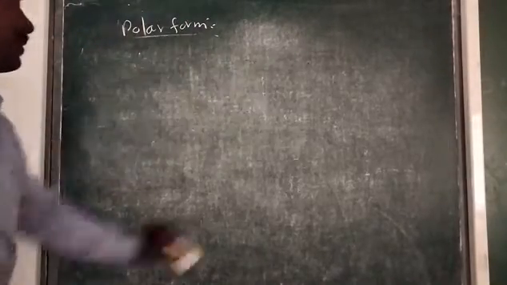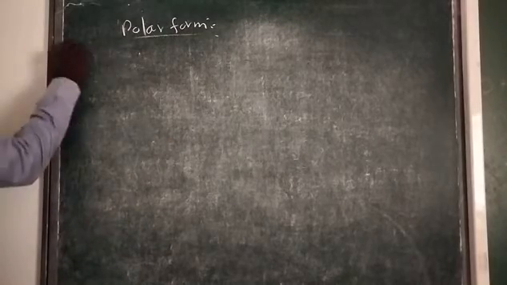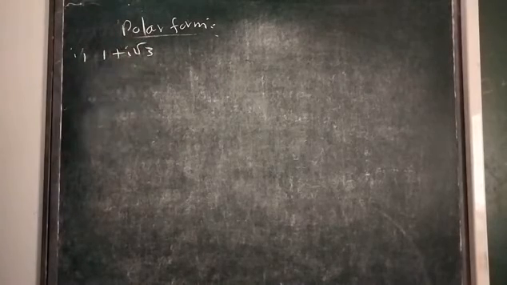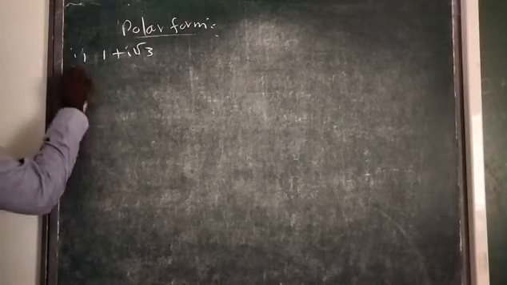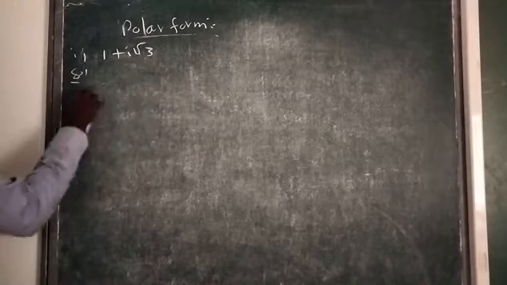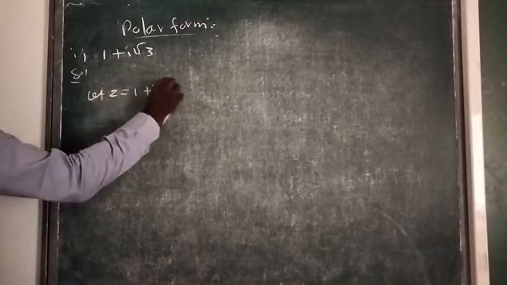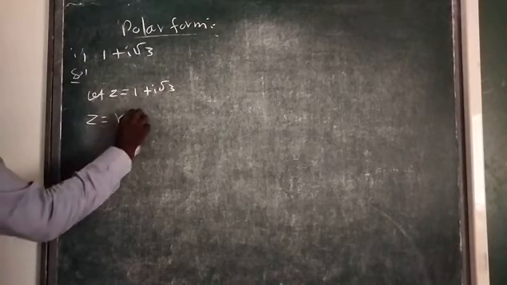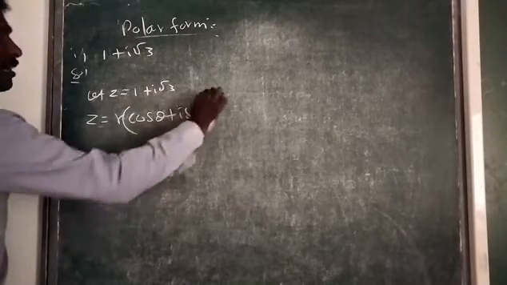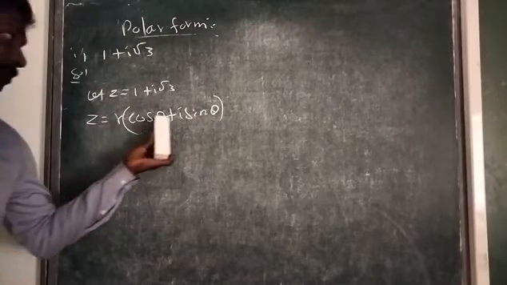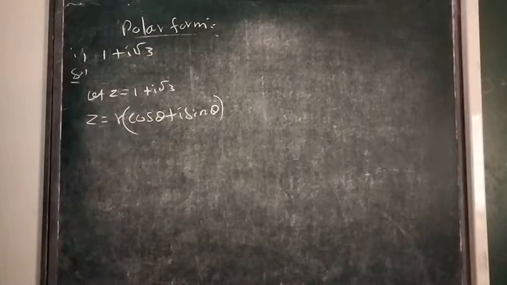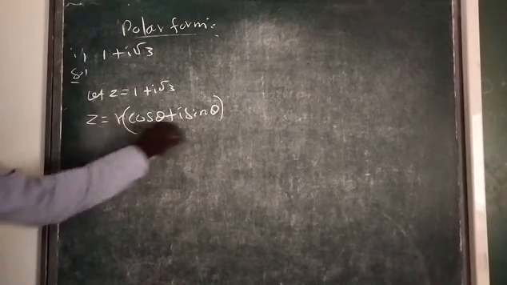So for example, take some complex number, 1 plus i root 3. What is the polar form? First we take the given number, z equal to 1 plus i root 3. Then the polar form is z equal to r cos theta plus i sin theta. Taking r common, r cos theta plus i r sin theta becomes r (cos theta plus i sin theta). Our aim is to find the r value and the theta value.